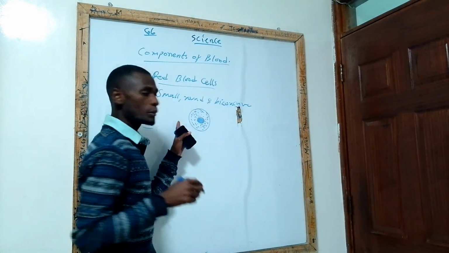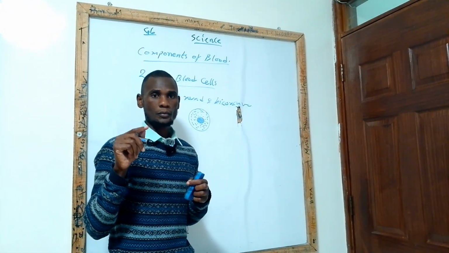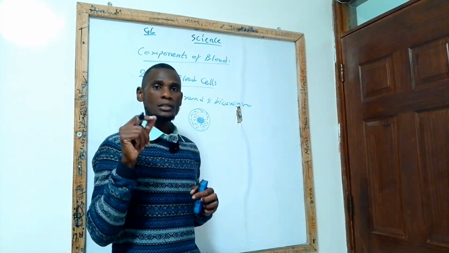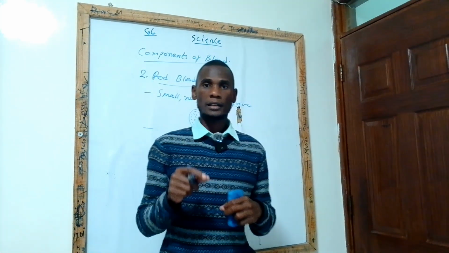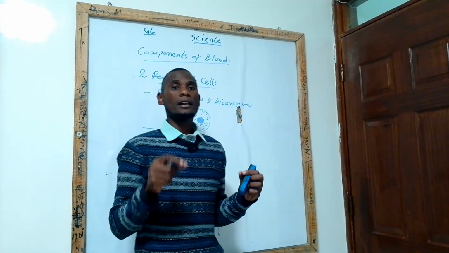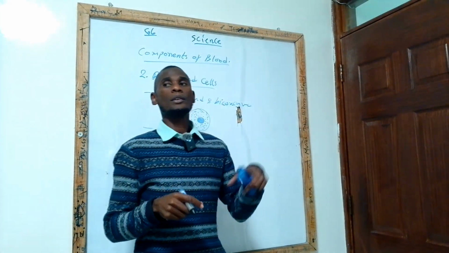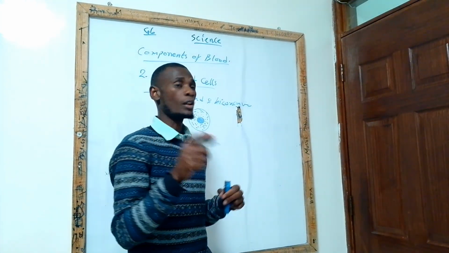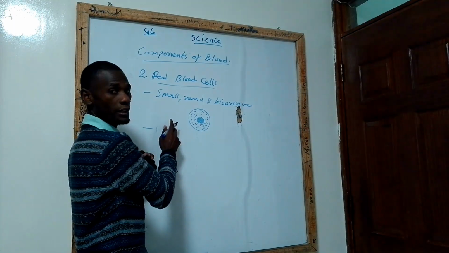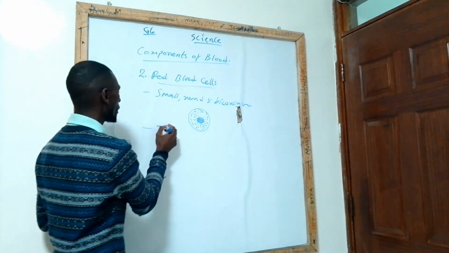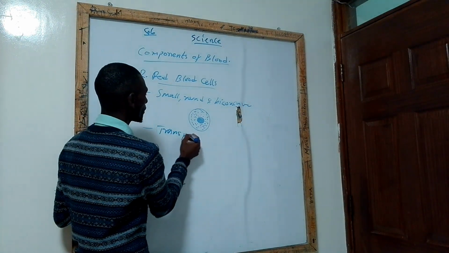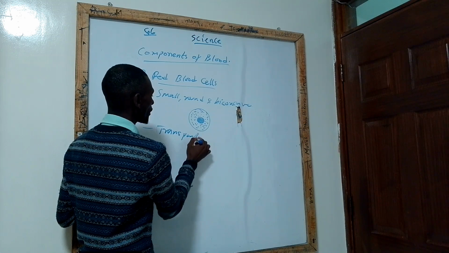Now, when we talk about transportation, the plasma does not transport oxygen. That one must be very clear. Plasma transports carbon dioxide, not oxygen. Oxygen is transported by red blood cells. So we talk about transport of oxygen.